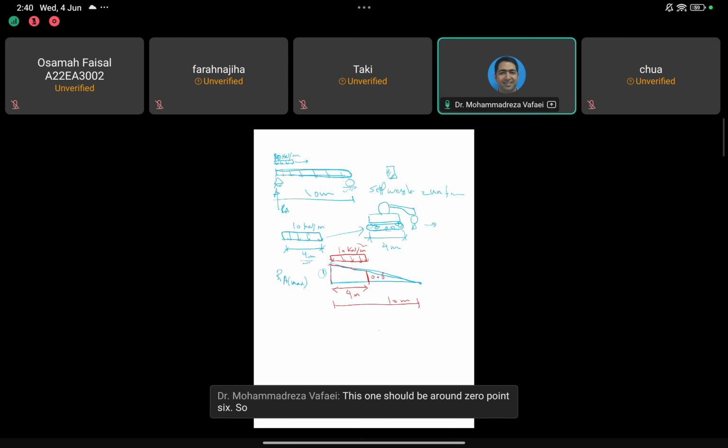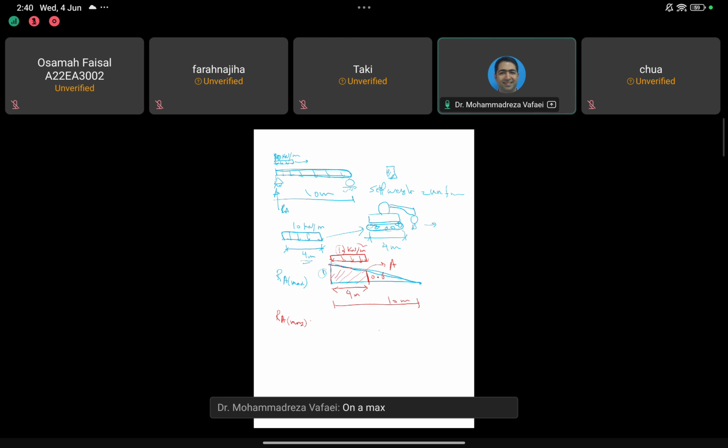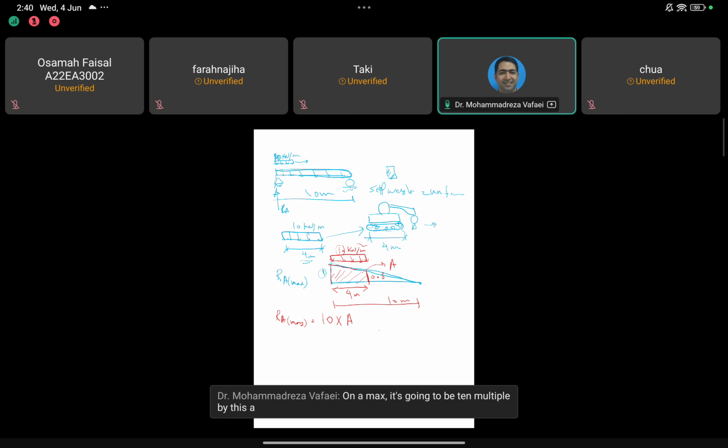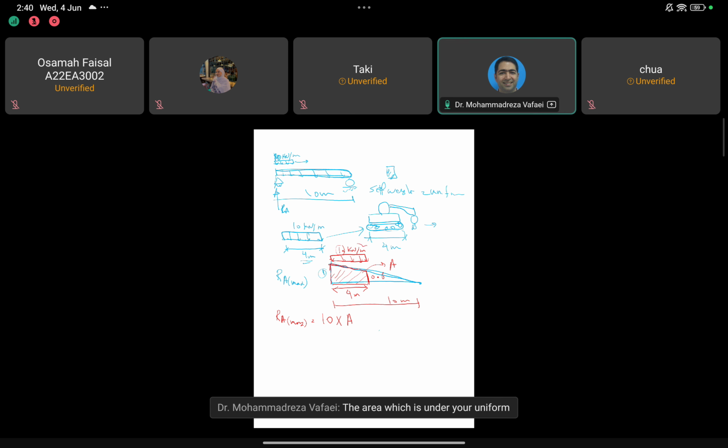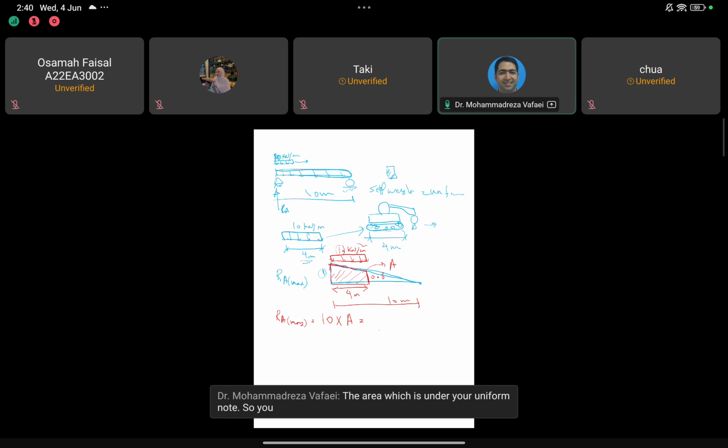So when it comes to point load, we multiply the intensity of the load to the height to get the reaction. But for uniform load, you need to multiply the intensity of your load to the area to get the reaction. So under uniform load, RA max is going to be 10 multiplied by this A, the area which is under your uniform load. So you know how to calculate that.